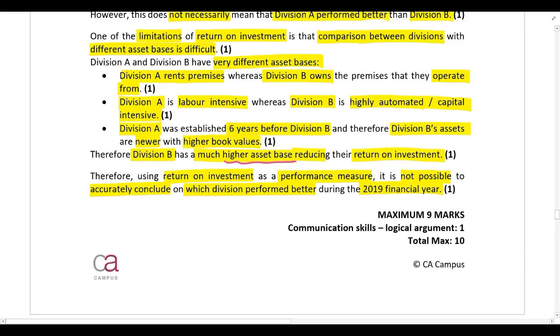All right, so that deals with part B. You shouldn't have struggled with that. That was very straightforward.